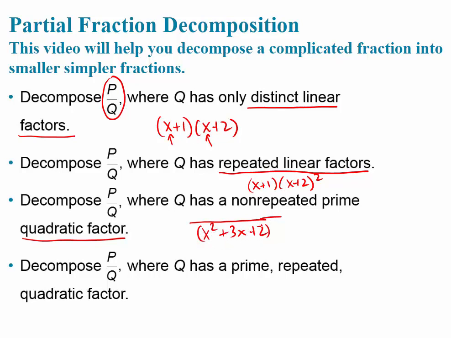And then the final one is just the same thing with this quadratic factor, but if we have a repeated one. So if we had more than one of those things. So those are kind of the four cases we're going to look at. Distinct linear, linear but maybe something's repeated in there, a prime quadratic, and then a quadratic with a repeated factor.